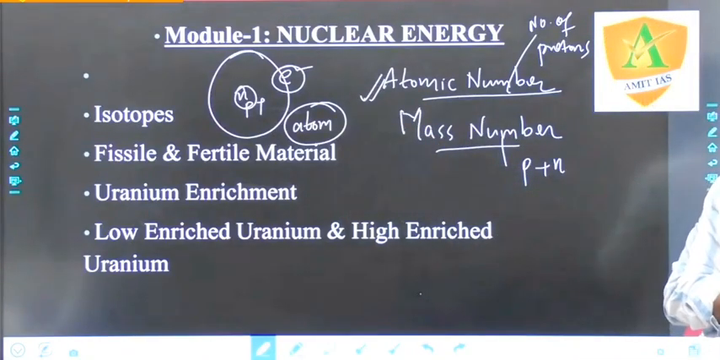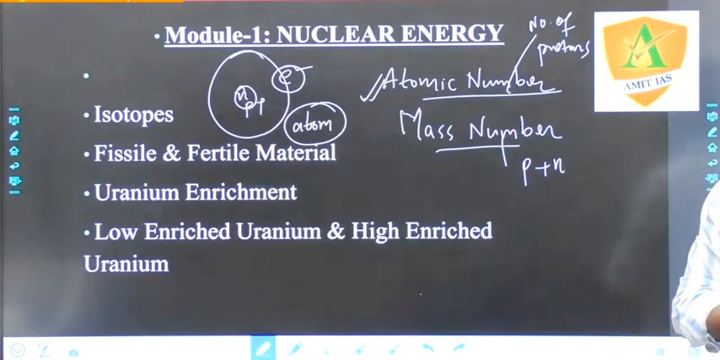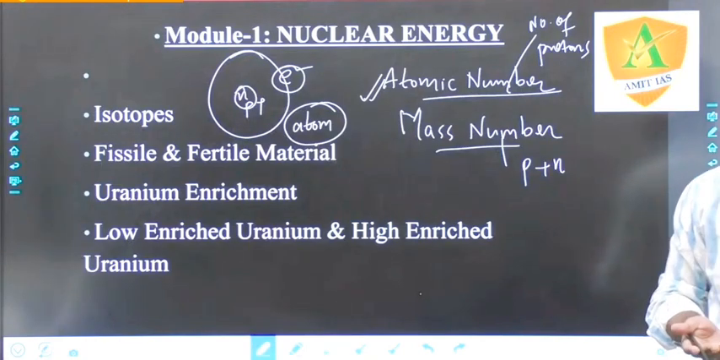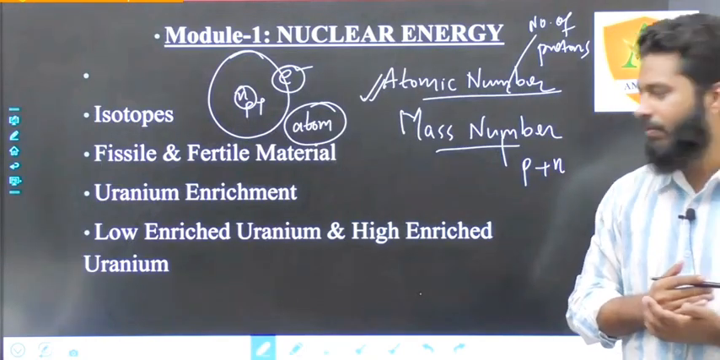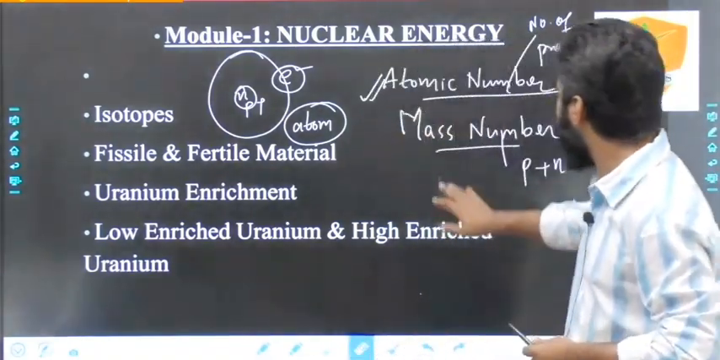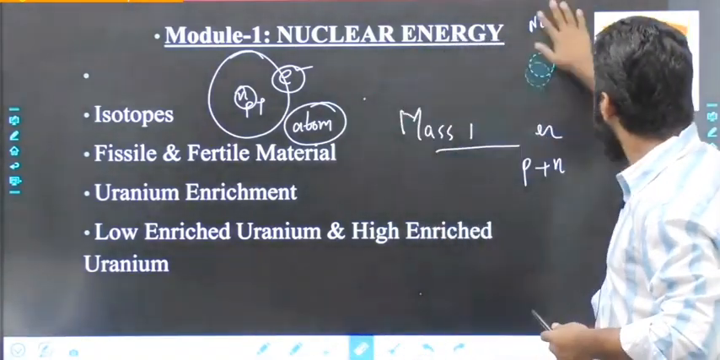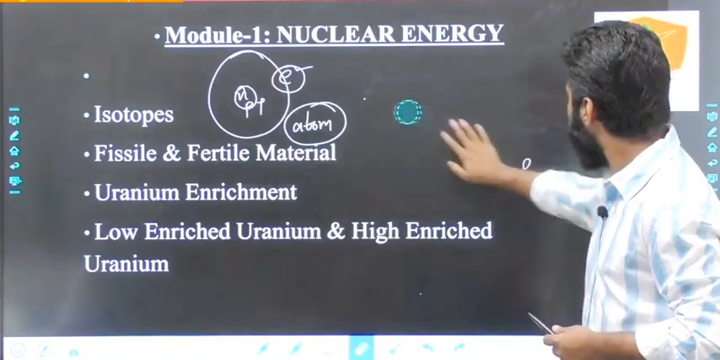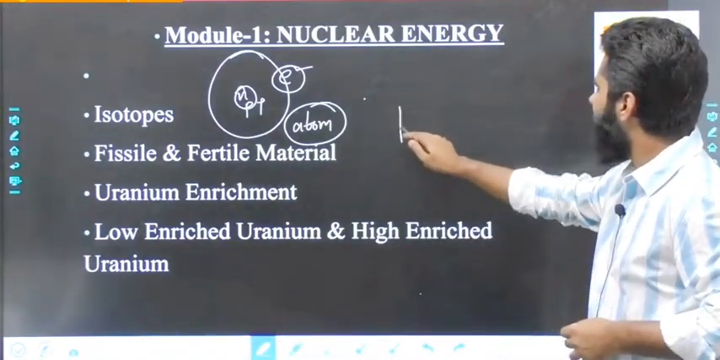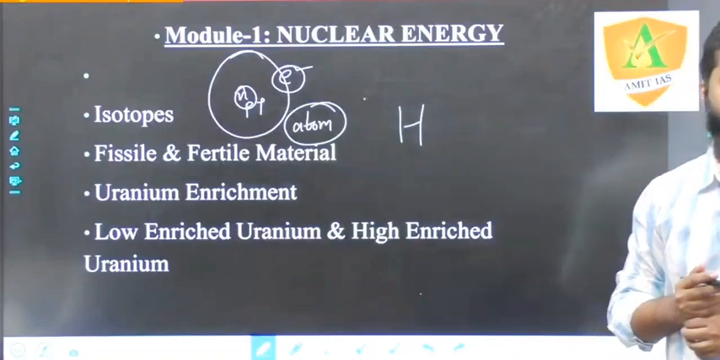Now the isotopes are those elements which have the same atomic number but different mass number. What do we mean by that? We can take an example of hydrogen. We are aware of the hydrogen atom.